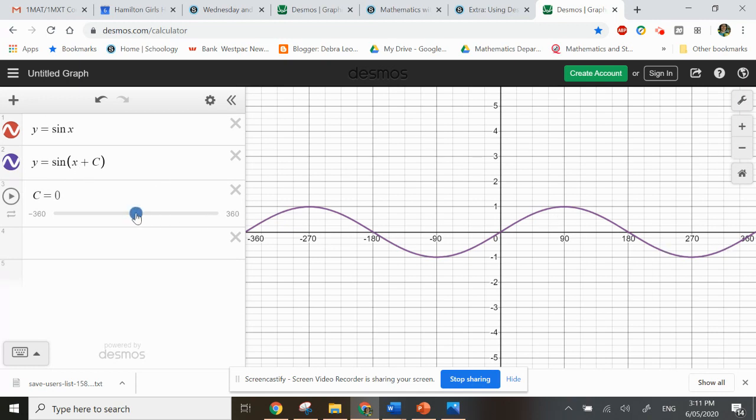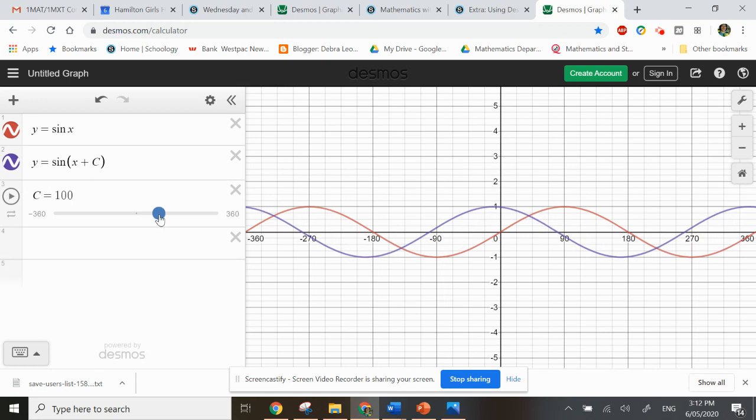Now, if we make it positive, then it should move it, well, which way should it move it? Well, it actually moves it to the left. So I'm just going to drag that to the right so you can see it moving. So it moves it to the left. So let's move it to the left by about 30 degrees, move it to the left by about 46, 60, and you can see it there.